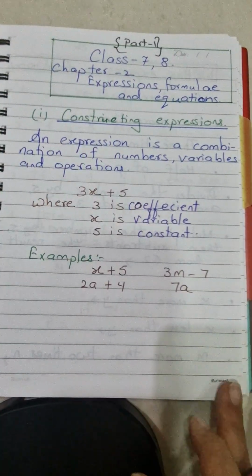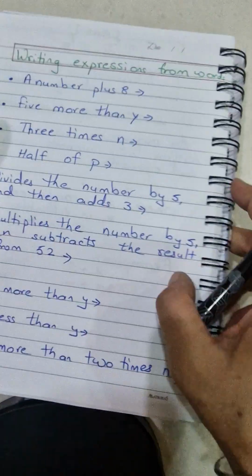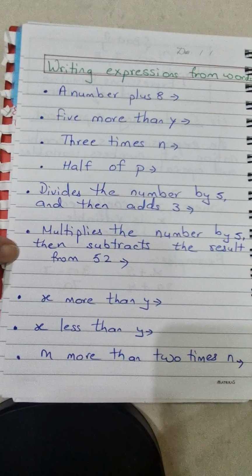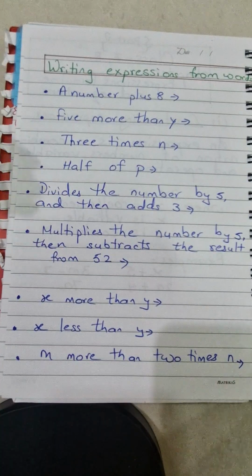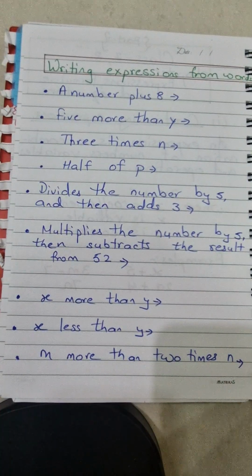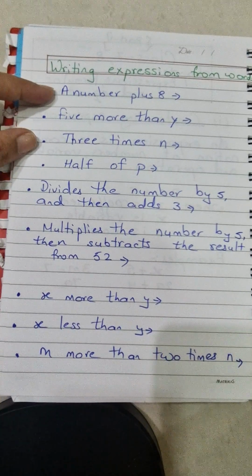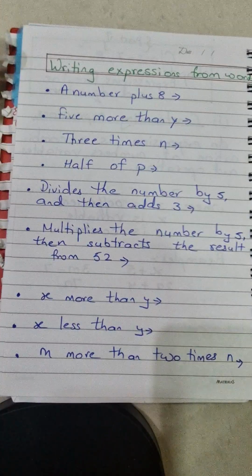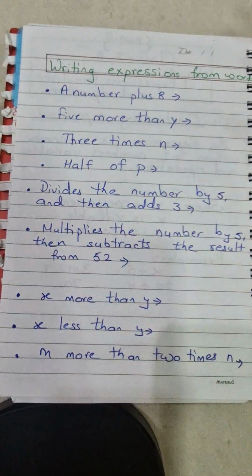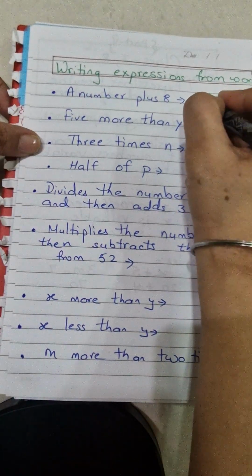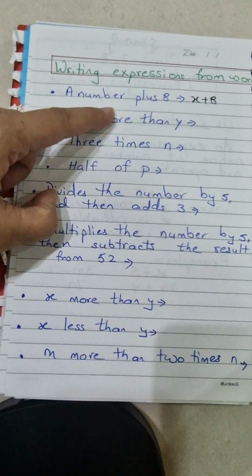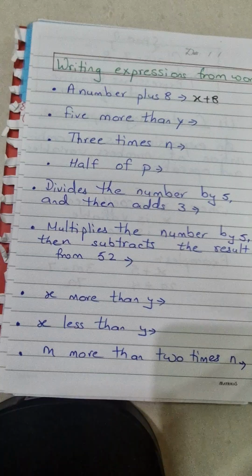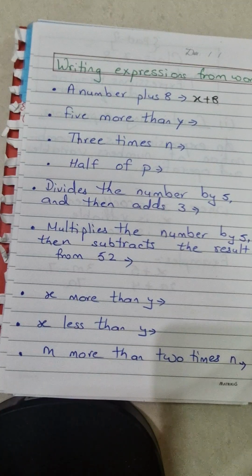So let's start with expressions in words. How to write an expression in words, or how to create an expression from words. First one is: a number plus 8. We don't know which number, so we will assume any variable. Let me assume x, so we can say x plus 8. A number plus 8: we assume the number is x. Let the number be x, so we will say x plus 8.